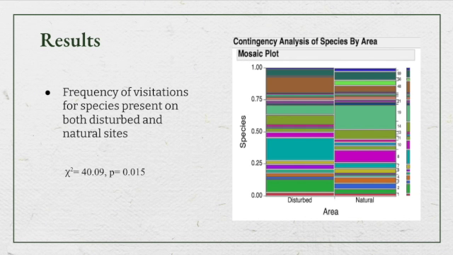From this mosaic plot, it can be implied that some pollinators had a preference in land type, while others showed no true preference between the two different land type uses.